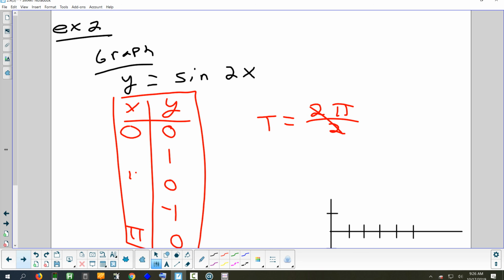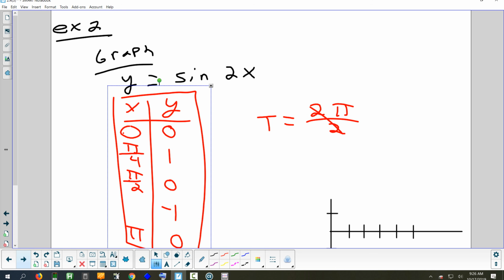Yep, pi over 2. What's the average of 0 and pi over 2? Pi over 4. See, averaging with 0, that's easy because you really just have to take half. Now, let's do this one, but we're going to do it off to the side. Okay, we're going to average pi over 2 and pi.